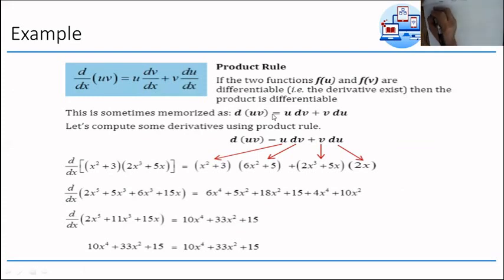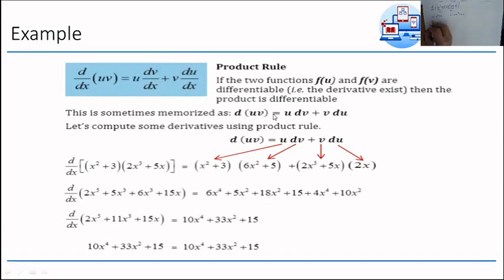So, paano po nangyari? D over dx, we have x squared plus 3 multiplied by 2x cubed plus 5x. Okay? So we have now the multiplication. So if we're going to simplify that one, first we're going to get, this is our u, and this is our v. Okay? So we have our u is x squared plus 3. Our v is 2x cubed plus 5x.